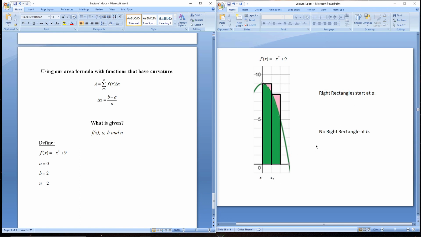And one last thing about right rectangles when you draw these, there's no right rectangle at b. So b is this last black line here. And notice if we draw this line straight up to the function and then draw a rectangle to the right, this goes outside our region of interest. We're not interested in anything beyond b, so there's no right rectangle at the very last point.